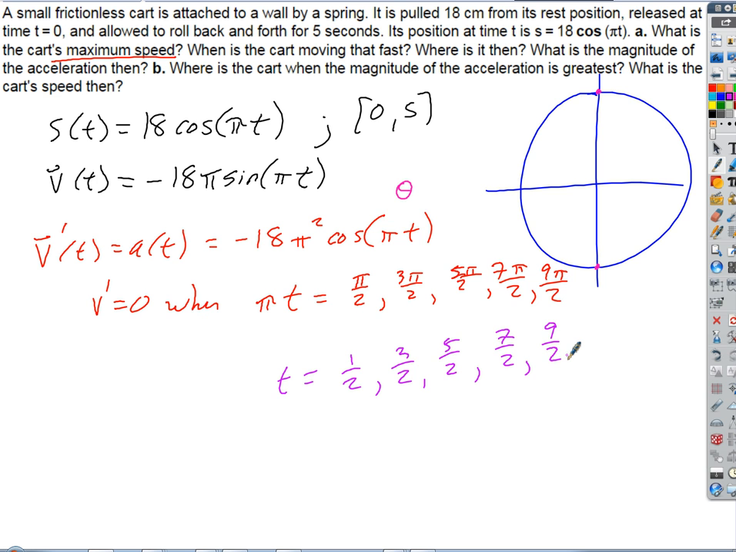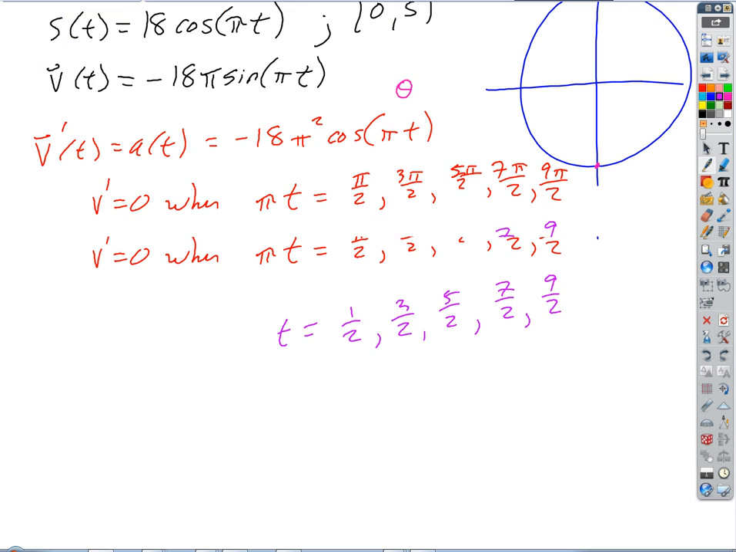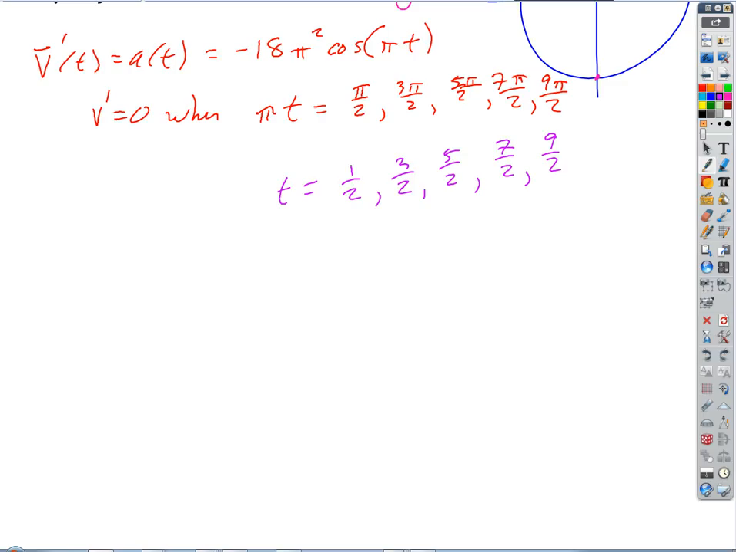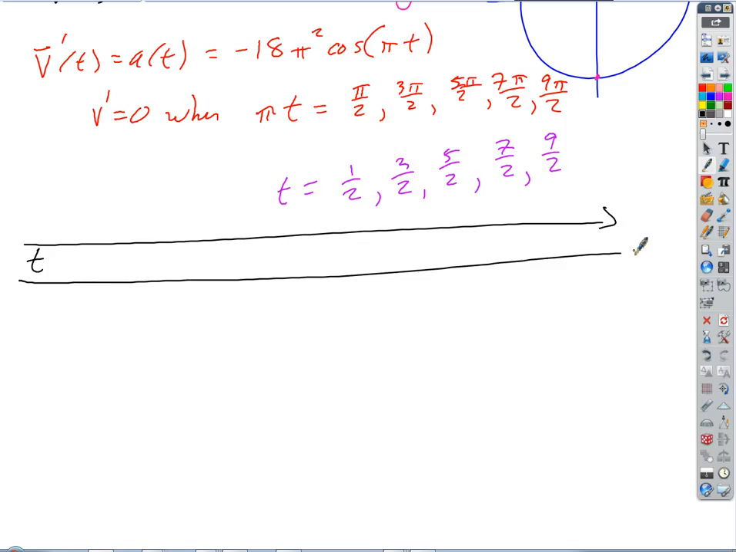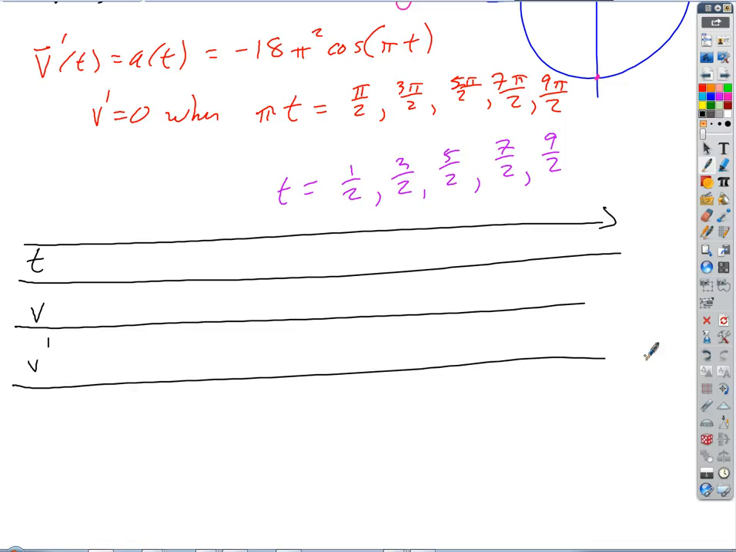If we were to make our table here, which we can do, we'd have t, v, and v prime. And are we going to do v double prime? I mean, we could. Why not? That'll just make it 18 pi squared cosine, or sine. It's fine, that's possible. We could use the second derivative test.